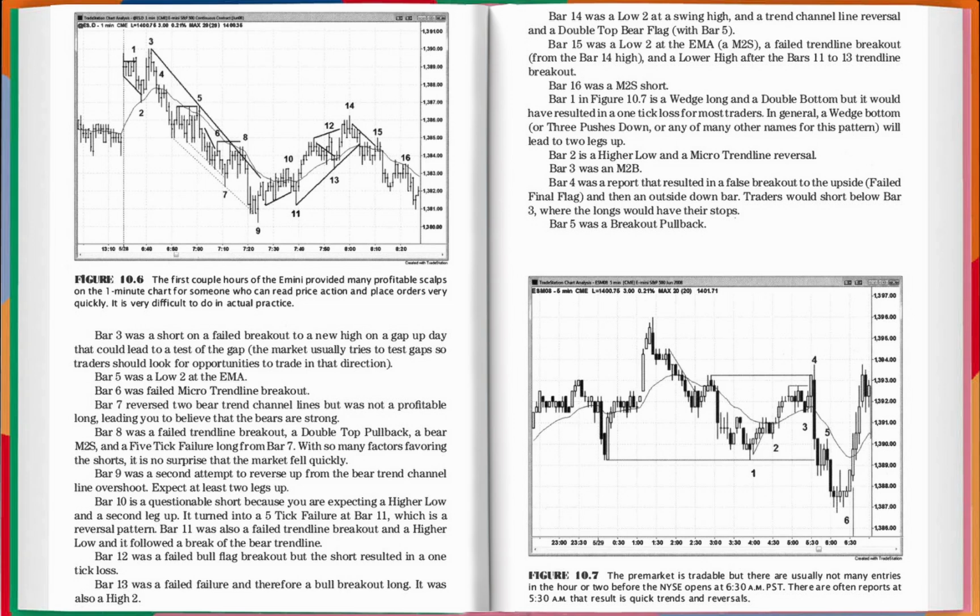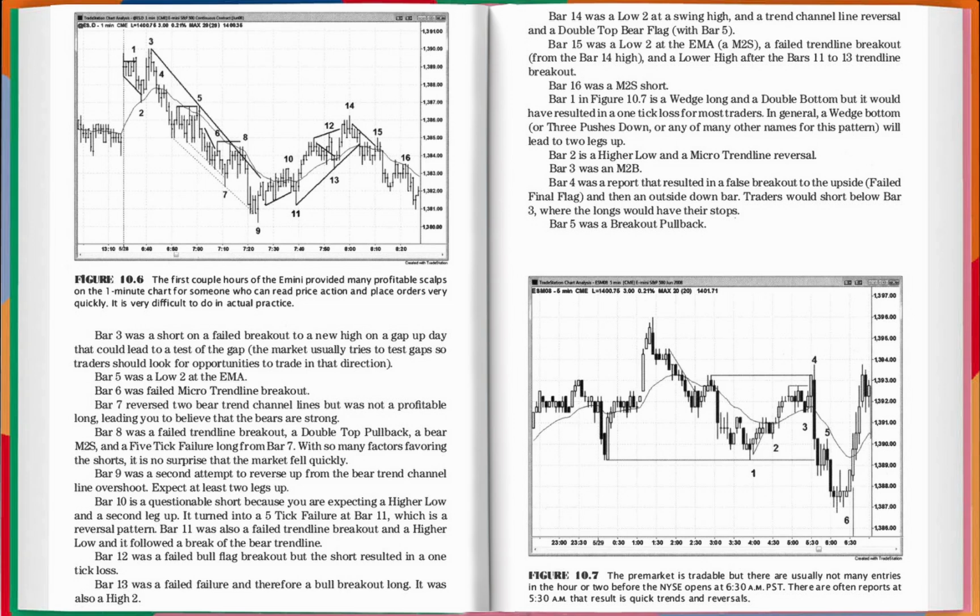Bar 9 was a second attempt to reverse up from the bear trend channel line overshoot. Expect at least 2 legs up. Bar 10 is a questionable short because you are expecting a higher low and a second leg up. It turned into a 5-tick failure at bar 11, which is a reversal pattern.